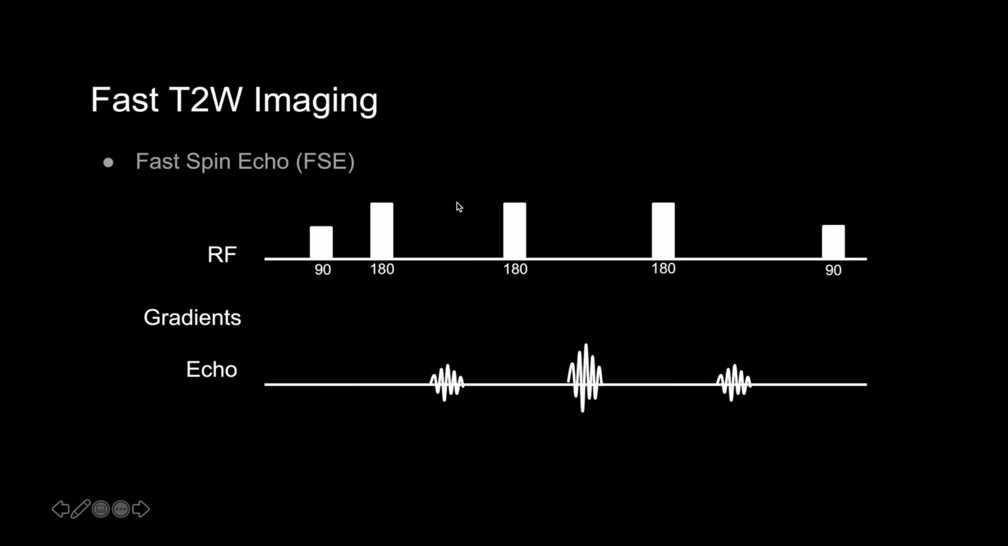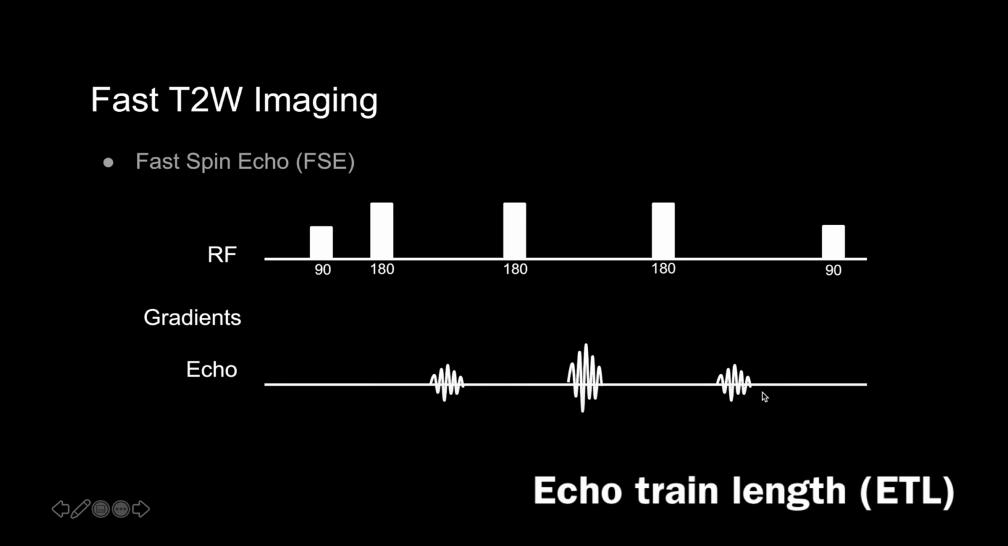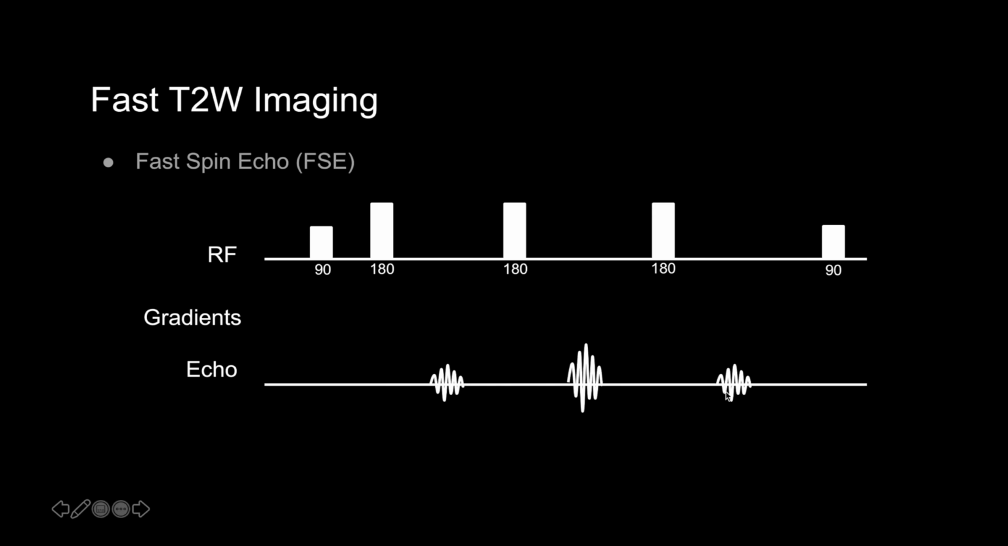The number of refocusing pulses, and therefore the number of echoes collected during each repetition, is called the echo train length. So here it's 3. The longer the echo train length, the shorter the scan.